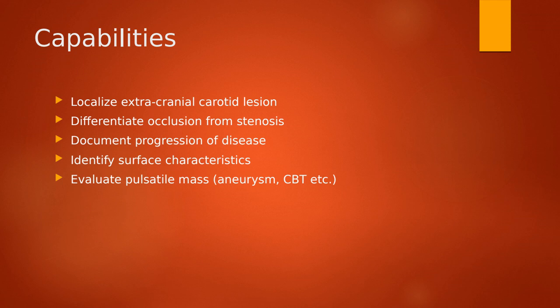So capabilities, as with anything in the vascular world, we're able to highly pinpoint where a precise carotid lesion, stenosis or blockage could be. We can differentiate an occlusion versus a stenosis. We can document progression of disease in patients that come to us every 6 months to a year. We can look for surface characteristics of our vessels, and we can evaluate pretty much anything in that vascular world. So aneurysms, thrombus, embolism, dissection, carotid body tumor, all of that stuff we can do in one shot with this exam.